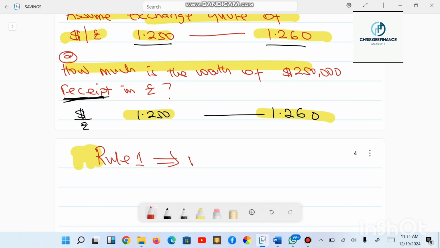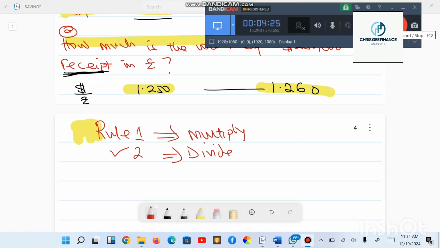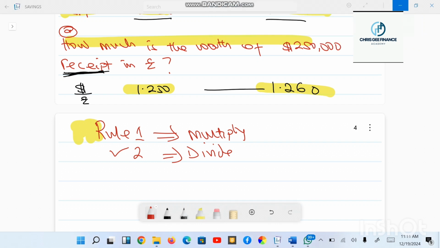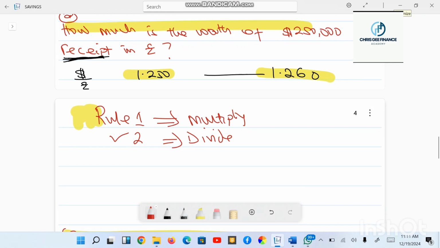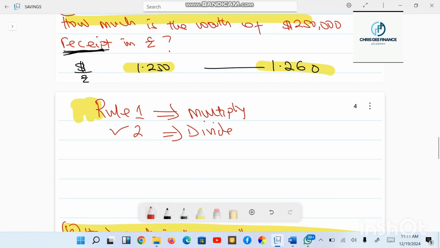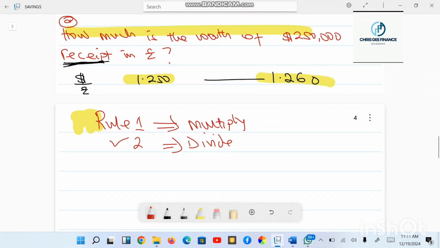is either you are going to be multiplying, or rule number two, you are going to be dividing. So you need to check. Some students would ask whether it's a foreign quote or a local quote, home currency, and all of that, but that may just confuse you a bit in the exam hall. All I need to do here is just to test which of these rules will apply to my conversion.